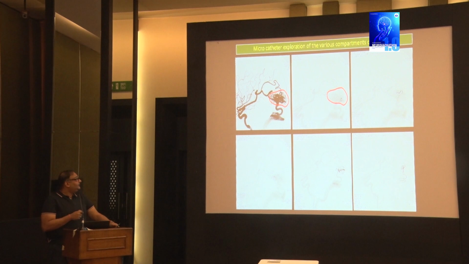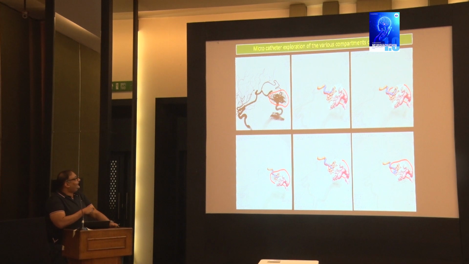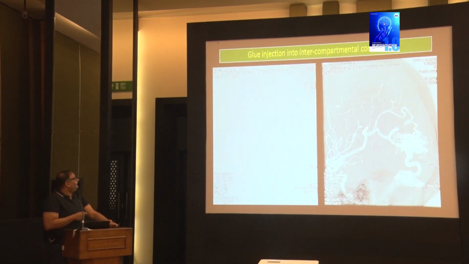We study the AVM first, we look at the flow characteristics, because this is going to save a lot of pain later on. If you start embolizing from the first vessel that you have entered without understanding the rest of the AVM, it's going to be a disaster. So we look at all the compartments. We realize that all these compartments were plexiform compartments. So working in plexiform compartments, working with around 25 to 30% glue.